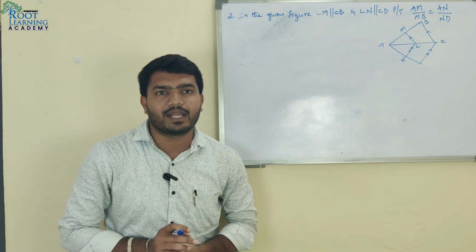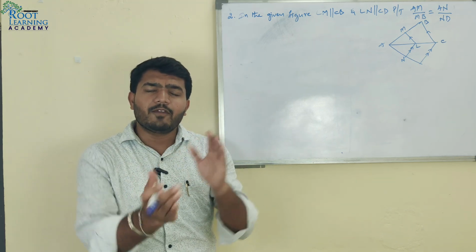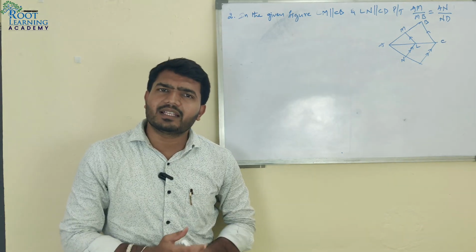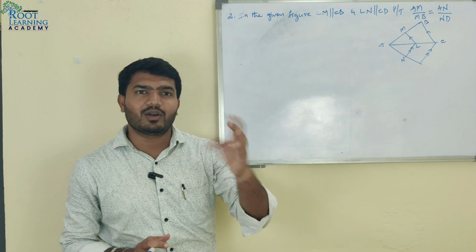This is BPT. What is the converse? The reverse of it. If the corresponding sides are divided in the same ratio, then the line is parallel to the third side. This is the converse of BPT.